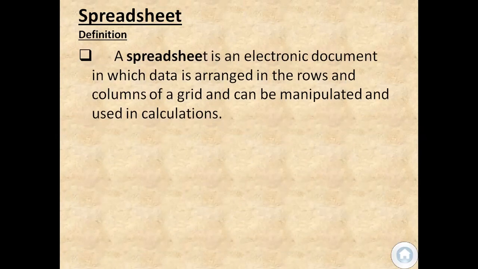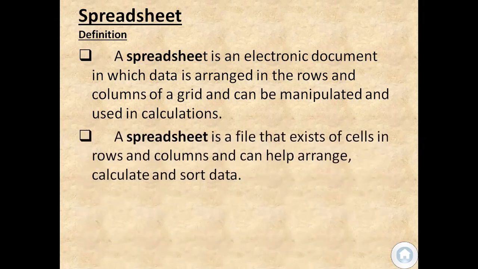A spreadsheet is an electronic document in which data is arranged in the rows and columns of a grid and can be manipulated and used in calculations. When we open a spreadsheet, we get predefined rows and columns. Another definition: a spreadsheet is a file that consists of cells in rows and columns and can help arrange, calculate, and sort data.